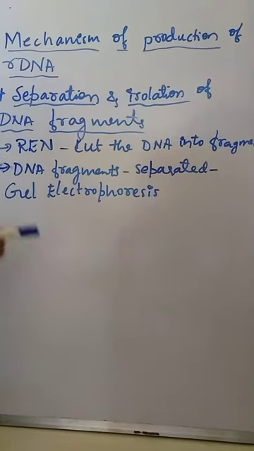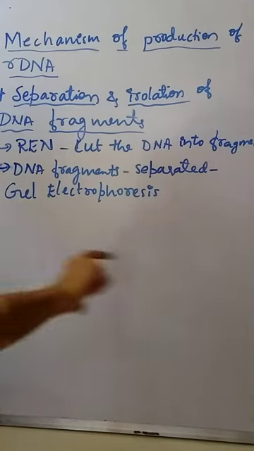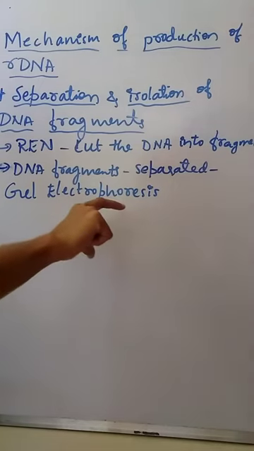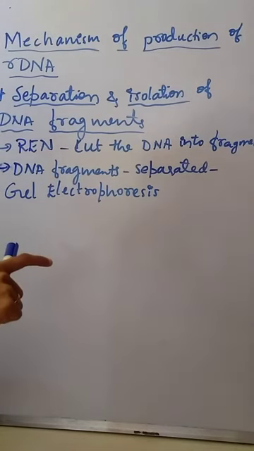DNA fragments are negatively charged and they can be separated by forcing them to move towards the positively charged anode under an electric field through a medium or matrix.